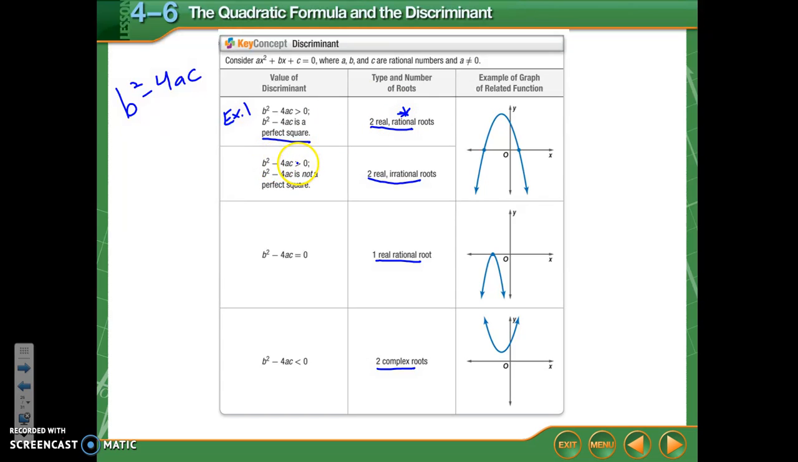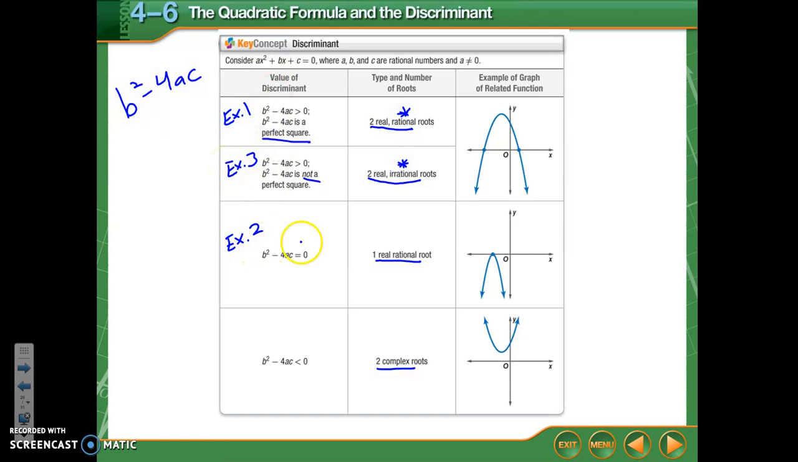If my discriminant is positive and it's not a perfect square, then I still have 2 roots. My parabola still crosses the x-axis at 2 places, but those are irrational, meaning the number under the square root is not a perfect square. Looking at the examples, this is example 2, and this one is example 3. I got those backwards. Example 3 was the example where we had irrational roots.